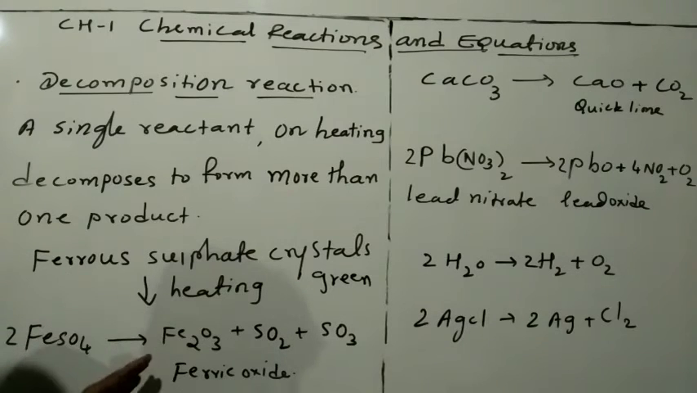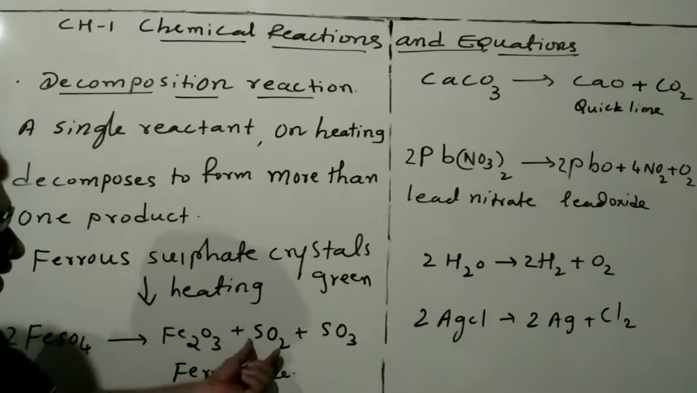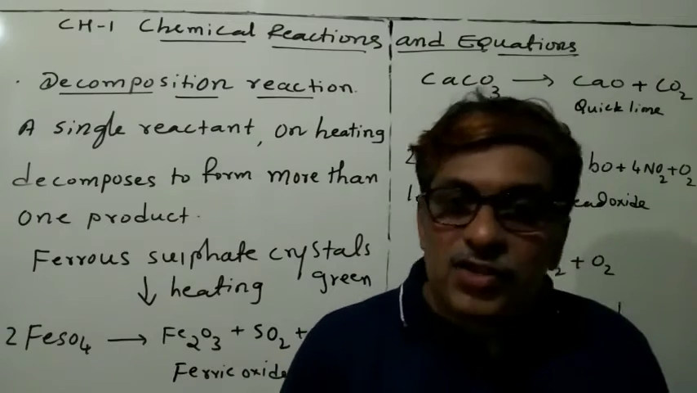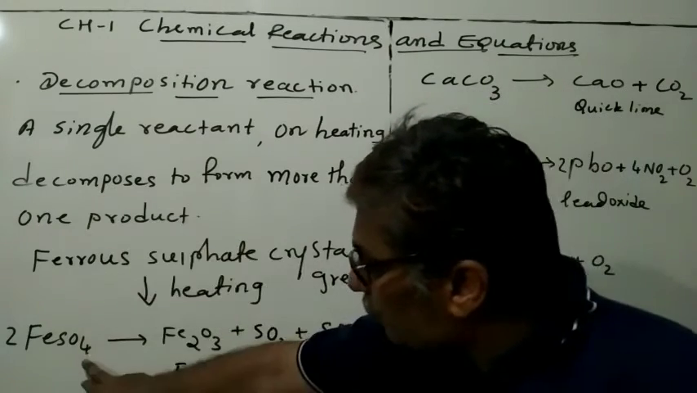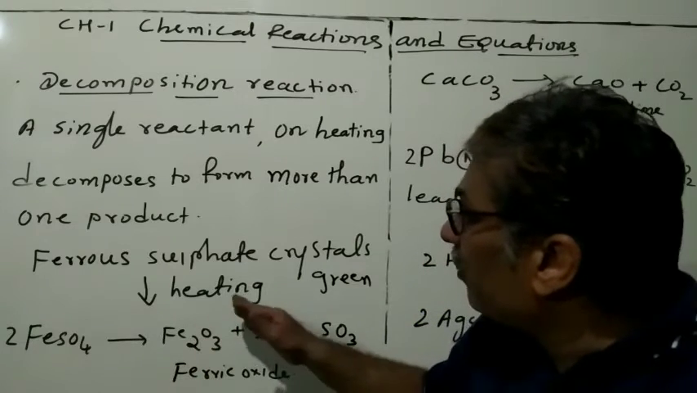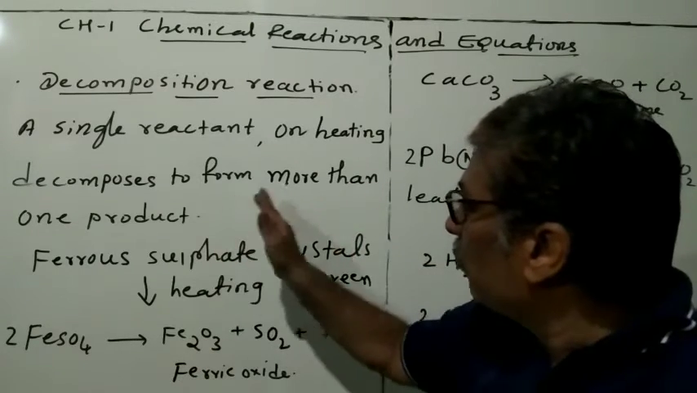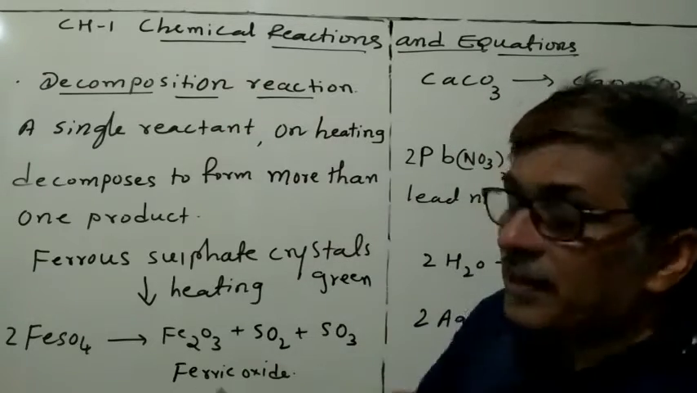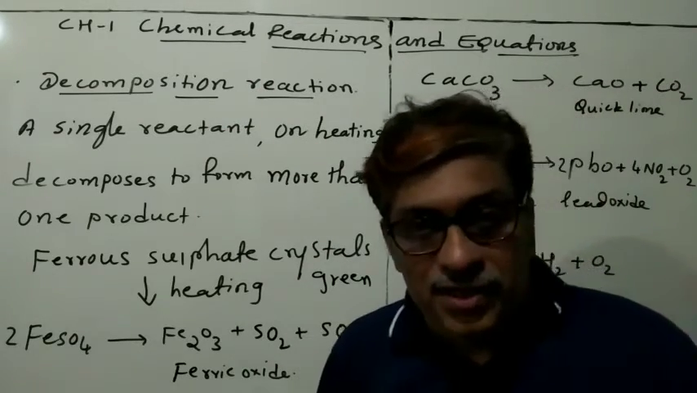When heated further, it decomposes to form ferric oxide, a solid, and SO2 and SO3 gases. Like this, it decomposes, and here you see a single reactant decomposes to form more than one product, or two or more products. So that is called a decomposition reaction.